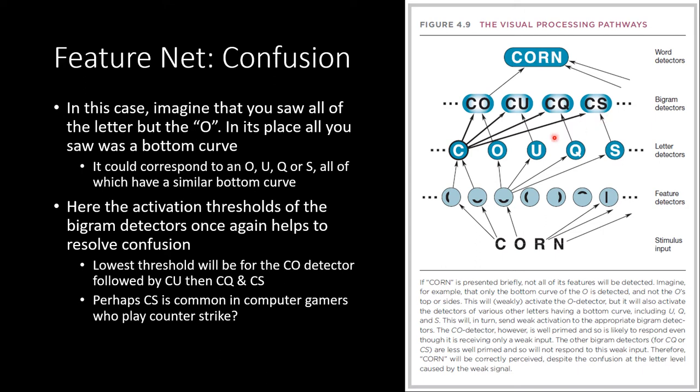Therefore, even though all of these are receiving the same amount of activation, the CO is likely to fire more readily because it has the lowest activation threshold. It does not need as much activation as the others in order to fire. And so, in this way, we are likely to still be able to interpret the word corn, even though we didn't actually see the entirety of the letter O. And this is how these networks are able to resolve confusion.